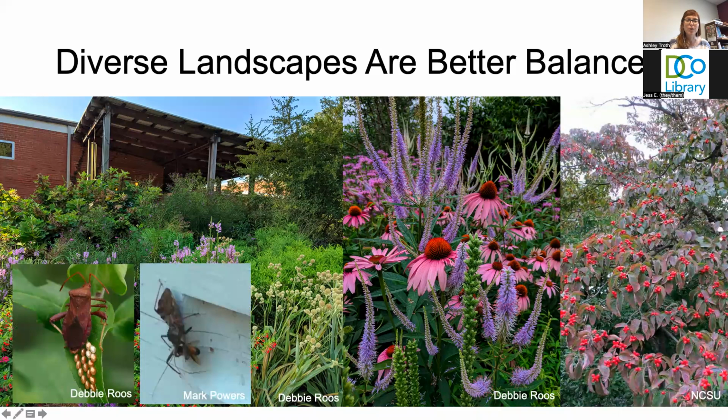Just a fun example of all the different critters that might show up when you have this diverse landscape and how they're going to be eating each other, they're going to be balancing each other, and they're going to be some of your best friends.